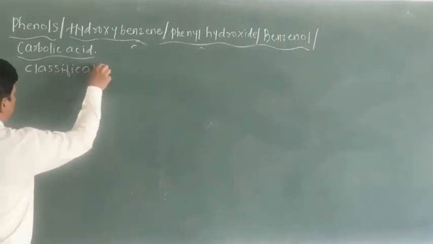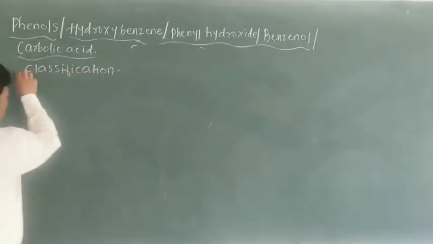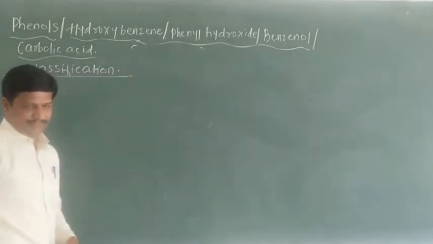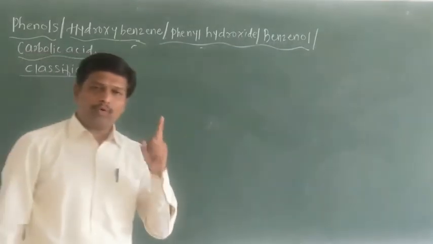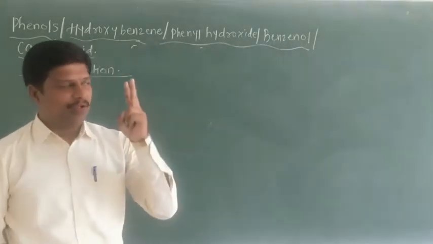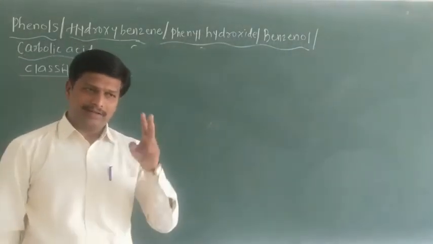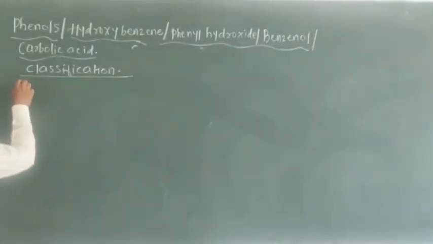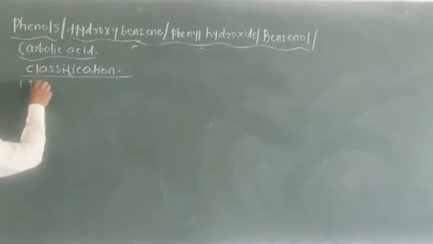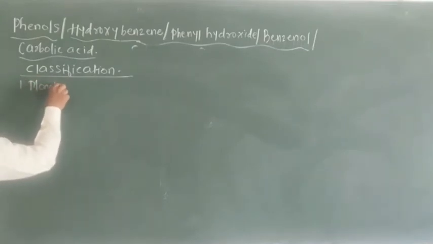Phenols are classified into 3 types, and which are those 3 types? First is the monohydric phenols, second is the dihydric phenol, and third is the trihydric phenol. Okay, now we will discuss them one by one. First of all, monohydric phenol.